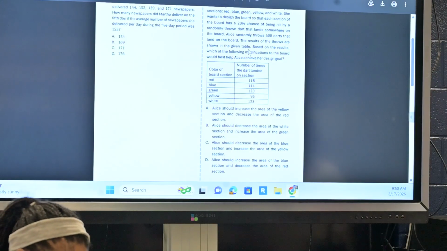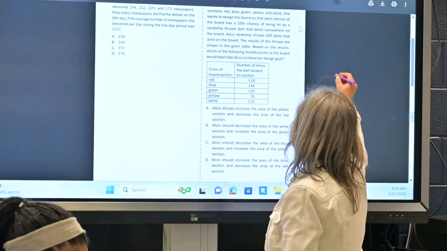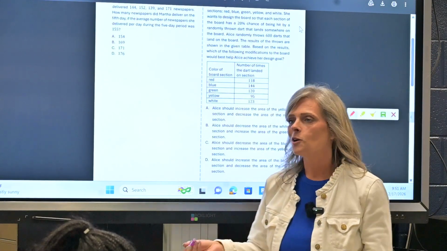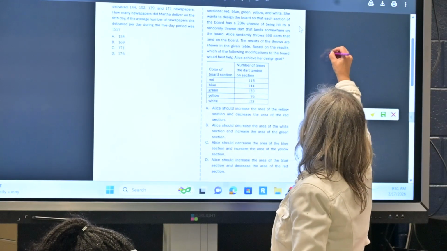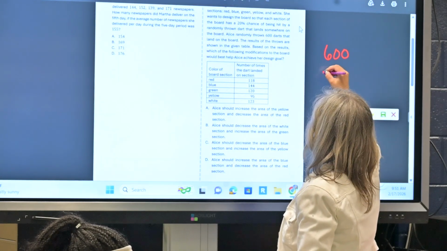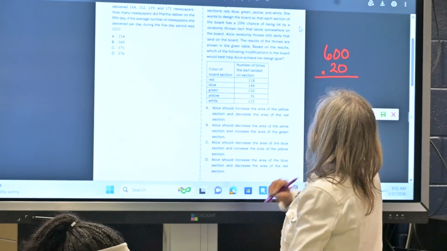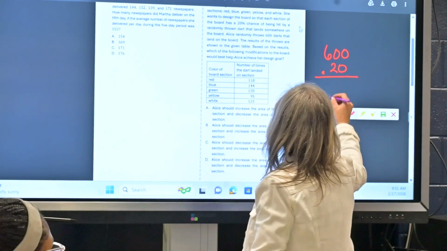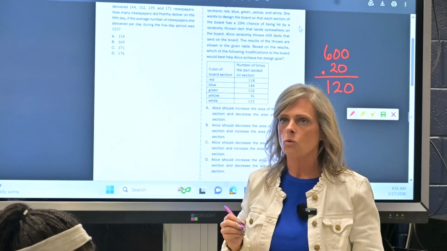So the first thing you want to do is 600 times 20%. So 600 times 0.20. And what do y'all get for that? 120? Okay, so all of these sections should be relatively close to 120.